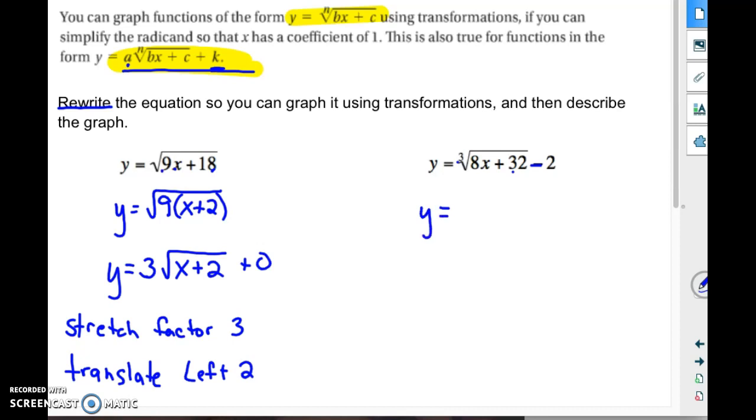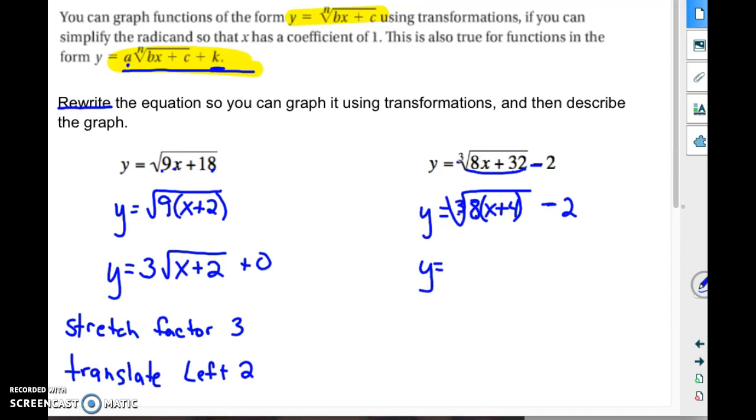So looking at my radicand, I see that 8x plus 32 has a common factor. So I'm going to factor out that common factor of 8. 32 divided by 8 is 4. And see, I'm just keeping this minus 2 way out on the end. Maybe a little too obvious, but better safe than sorry.